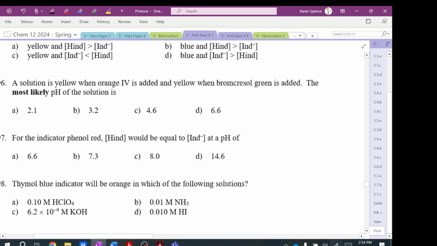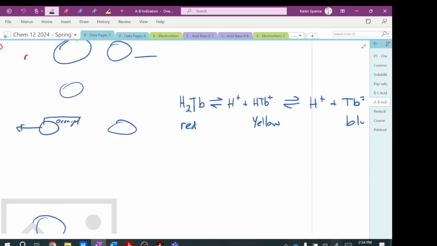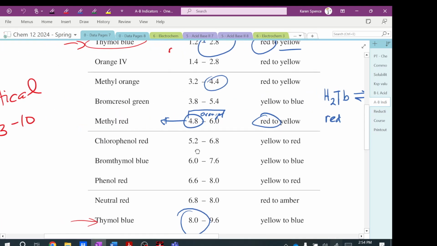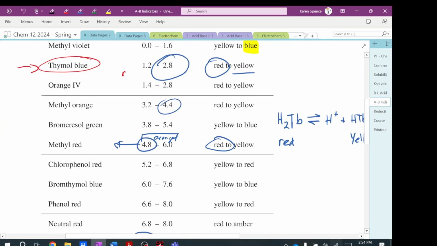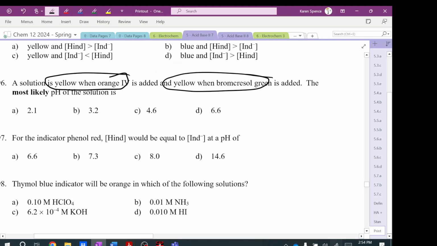A solution is yellow when Orange 4 is yellow, and Brom Cresol green is also yellow. So let's go check out Orange 4. It is yellow above pH 2.8. So the pH has to be greater than 2.8.